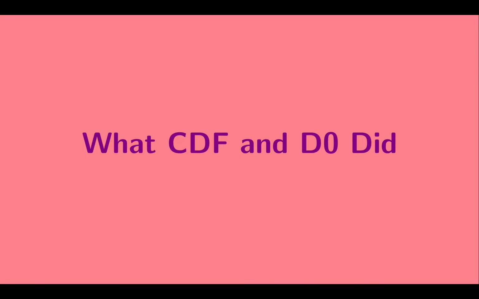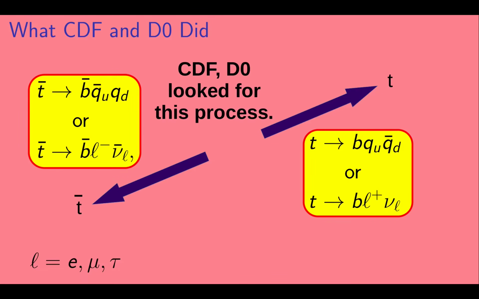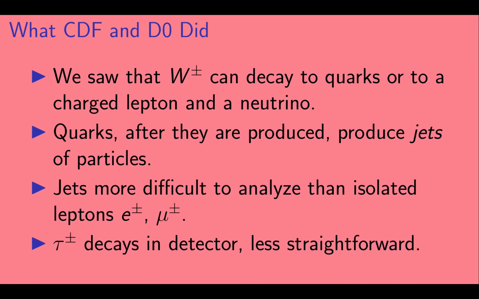Okay, now that we know how tops are produced and how they decay, let's look at what CDF and D0 did. They looked at the process just described, but not quite all of the possible combinations of final states. Okay, so we saw that the W's decay into quark-antiquark pairs, or a charged lepton and a neutrino. But quarks, after they are produced, make jets of particles.